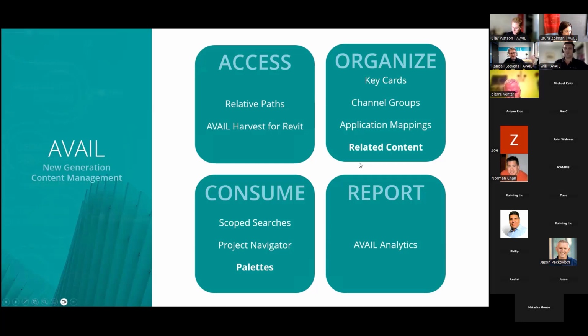I'm going to show today some of the new things, this related content and palettes that are coming out in this latest release, some major new features. But I also want to highlight that it gets back to the philosophy of how we're developing the app. It's: can Avail access the information that the users need to get to? So we're always working on whether we can connect to and handle and get to the information that you need to manage.